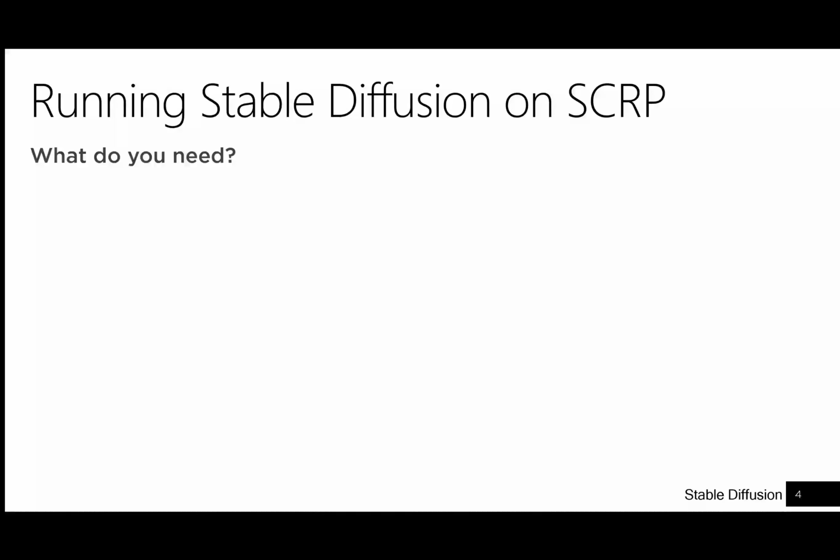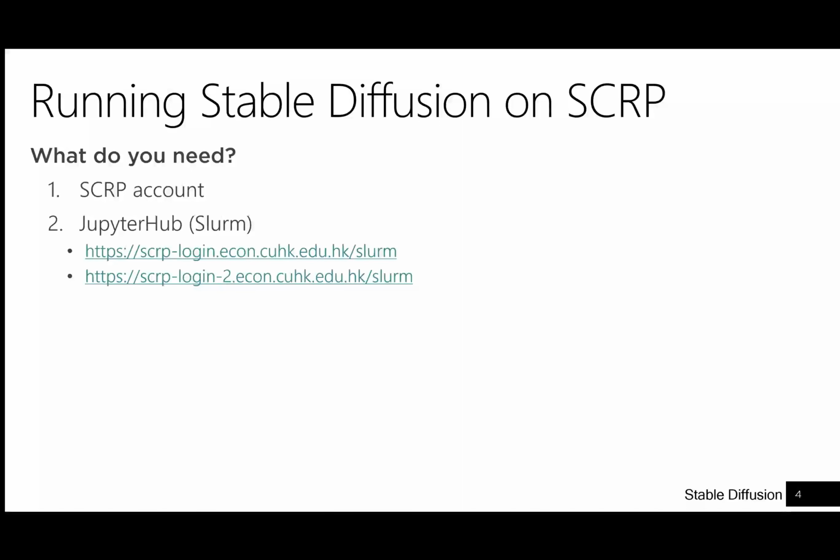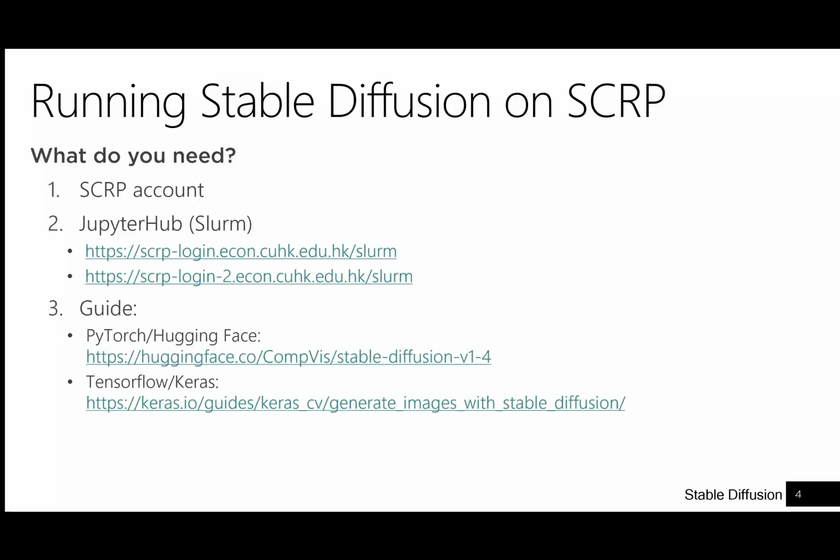What do you need to start generating images? First, you need an SCRP account. Second, you will need to launch the new JupyterHub Slurm. This allows you to run Jupyter on a compute node, giving you access to a GPU. Finally, you need some coding examples. You can choose between PyTorch or TensorFlow, which are the two main deep learning libraries. Here, we are going to use TensorFlow. Let's move on to the demo.